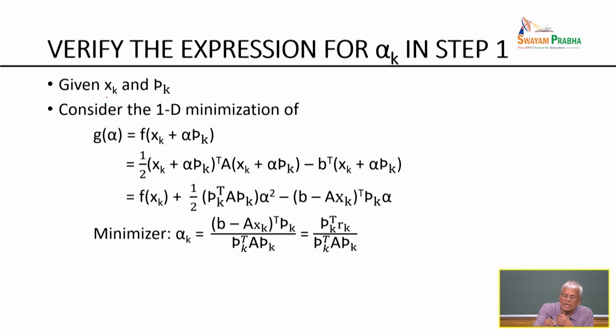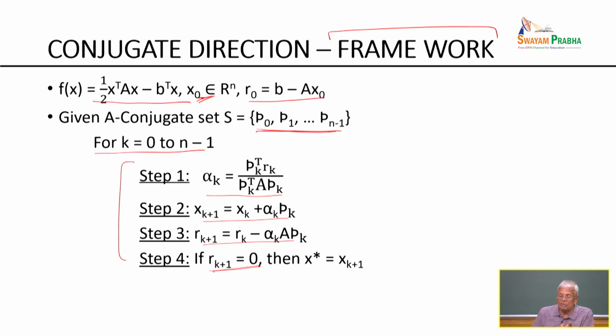So, given x k and p k, I consider the 1D minimization problem. I substitute in the function for f of x, I simplify this expression, I get this. If I find the minimizer, it is equal to that, and that essentially verifies the expression for alpha k in step 1. See, this is the algorithm. I verified the algorithm in step 1.